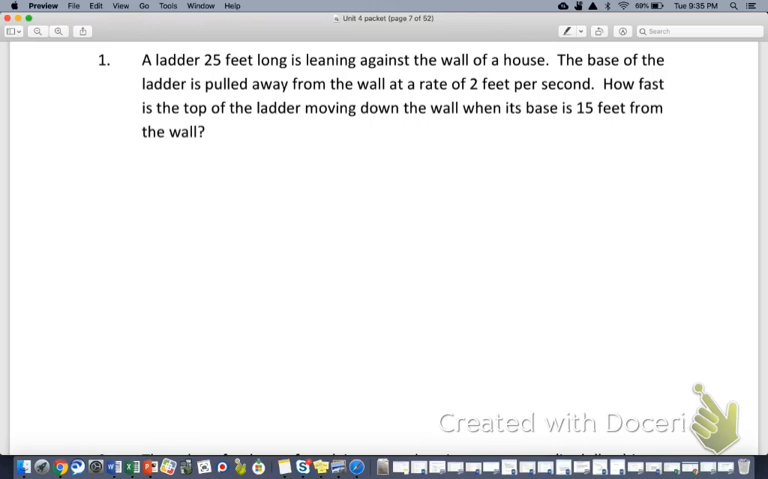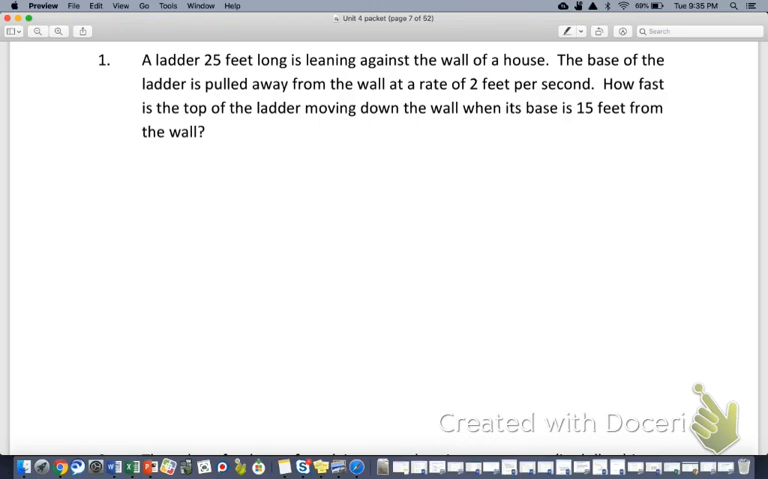All right. So here's number 1. I'll read it out loud to you. It says, a ladder 25 feet long is leaning against the wall of a house. The base of the ladder is pulled away from the wall at a rate of 2 feet per second. How fast is the top of the ladder moving down the wall when its base is 15 feet from the wall? Okay, so the first thing we're going to do is try to mark this question up.